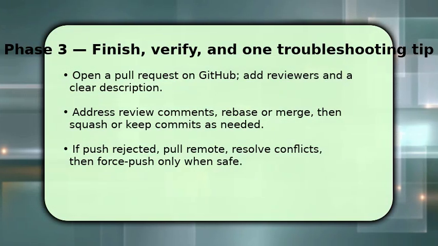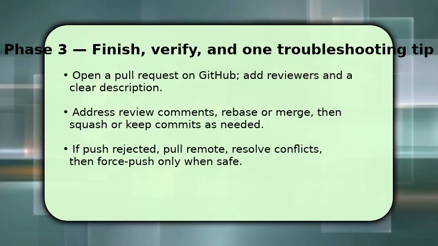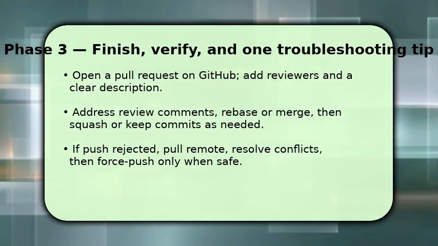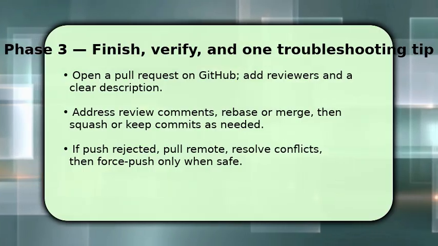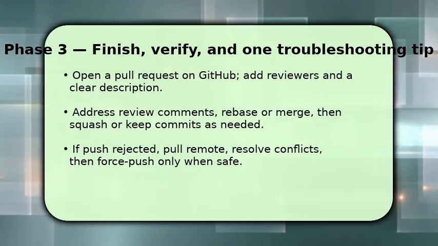You open a pull request on GitHub to merge your feature into main, explain why the change matters, and request reviewers. After feedback, make updates locally, then rebase or merge to keep history tidy, squash commits if you need a single change. Once tests pass and reviews approve, merge on GitHub.